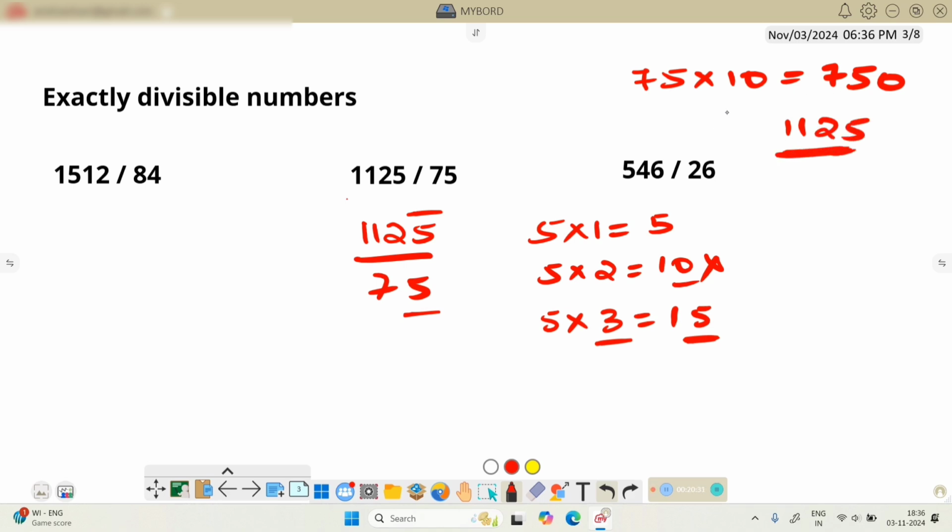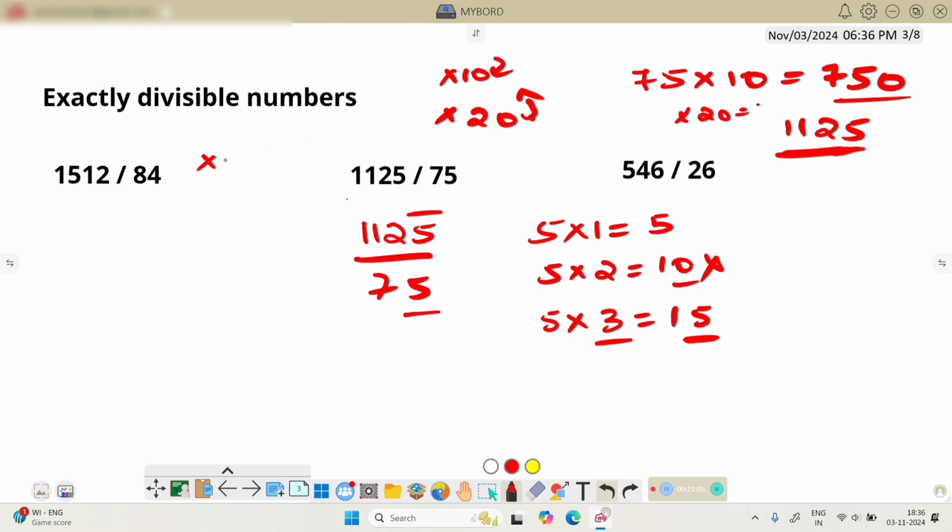Okay, so now how will you decide? Your answer should be between the multiple of 10 and the multiple of 20. So above the multiple of 10, below the multiple of 20, because if you take 20 here, the number will be much bigger than 1125. So your answer should be below the multiple of 20 and above the multiple of 10.